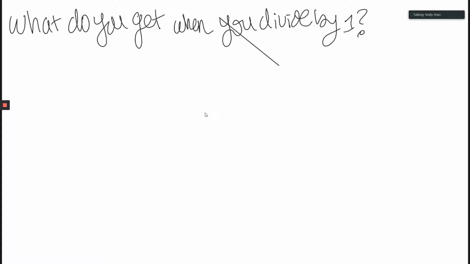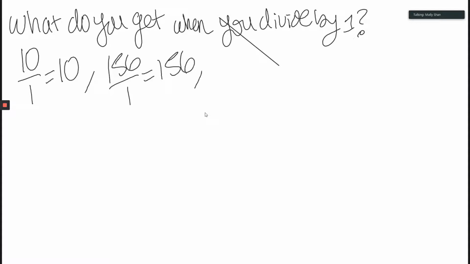Any other responses? Okay, so you basically get the same number. If we have 10 divided by 1, it'd still be 10. If you have, let's say, 156 divided by 1, it's still 156. Even if you get a crazy number, like 9678243 5, whatever, divided by 1, it's still that crazy number. But why is it this way?